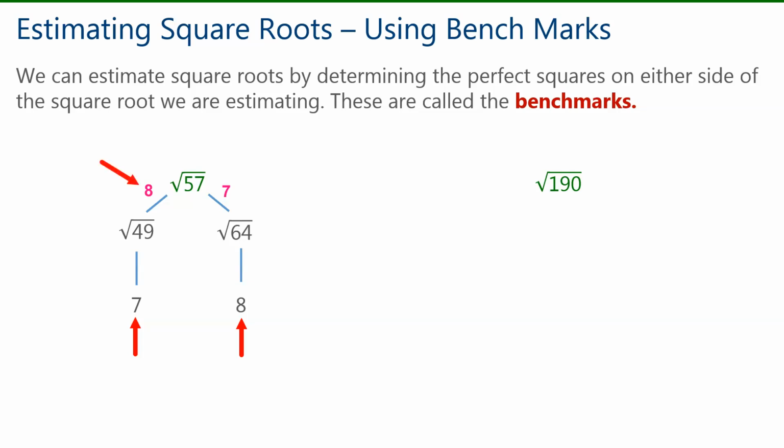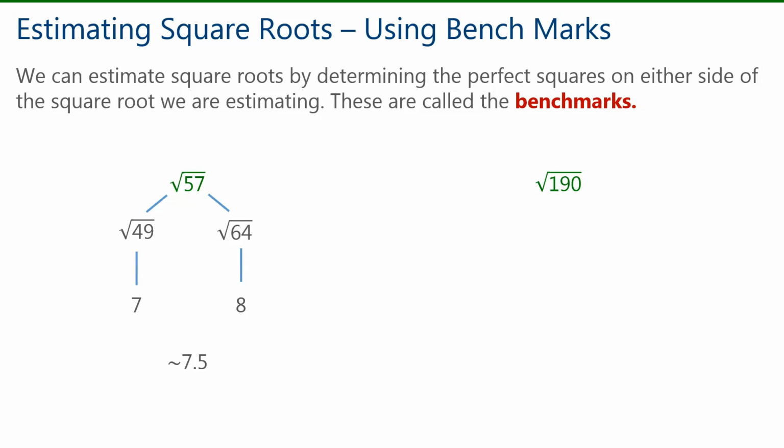So if it's 8 on the left here and 7 on the right, I know that the number is almost right in the middle, but it's just a little bit closer to the right. So if we estimated around 7.5 or 7.6, I would think either one of those estimates would be acceptable.